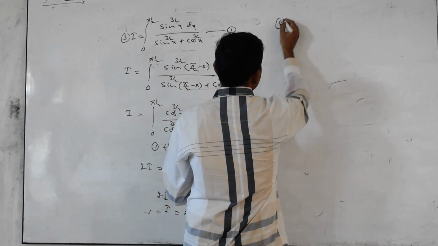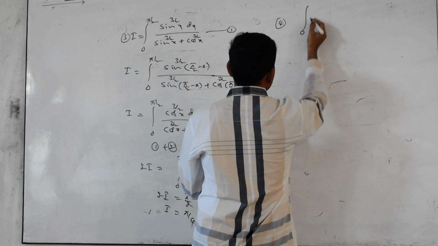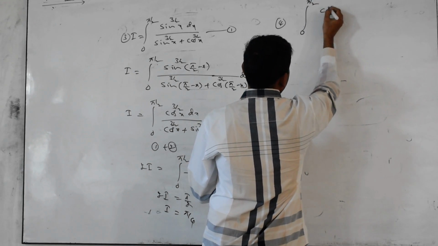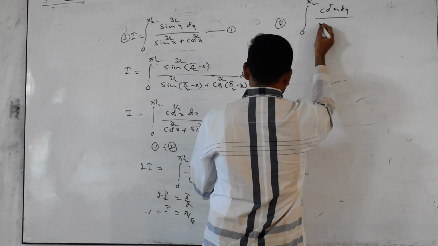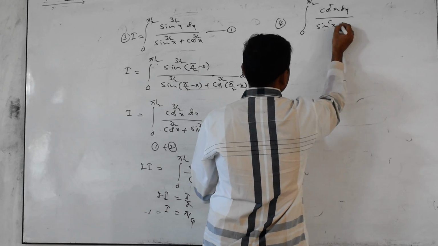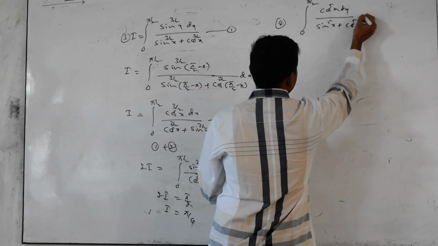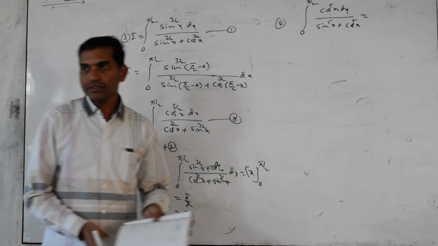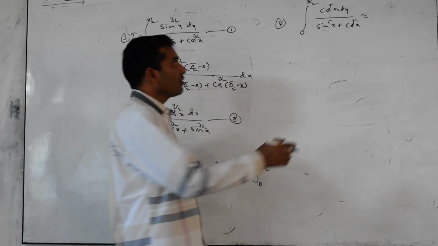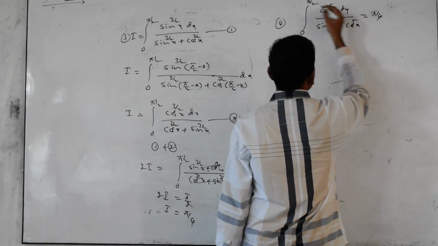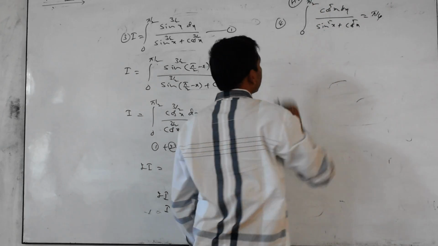Next, the fourth question. The integral from 0 to pi by 2 of cos^5 x dx by sin^5 x plus cos^5 x dx. Tell me the answer: pi by 4. You try that yourself. This is homework. You will get pi by 4. This is also homework.